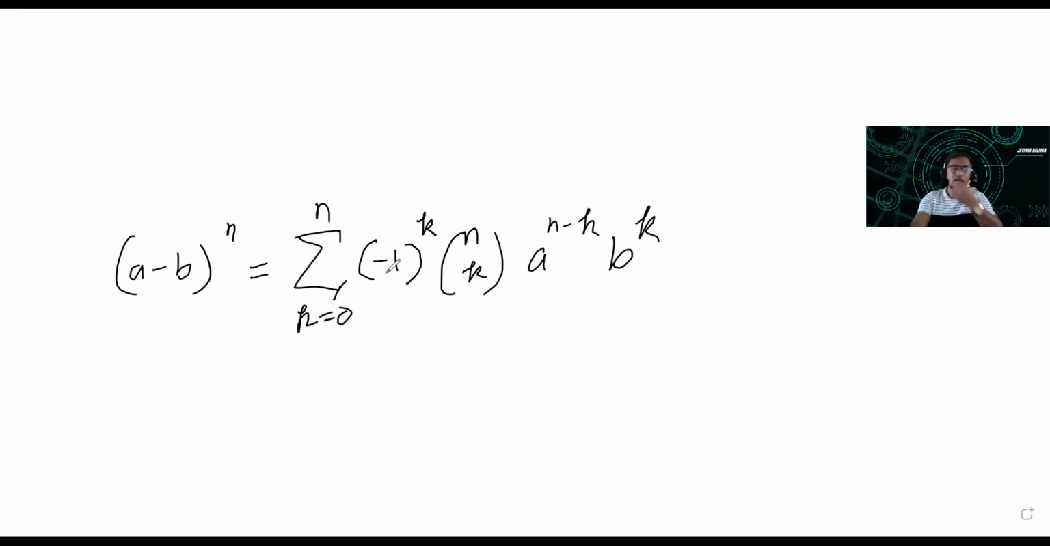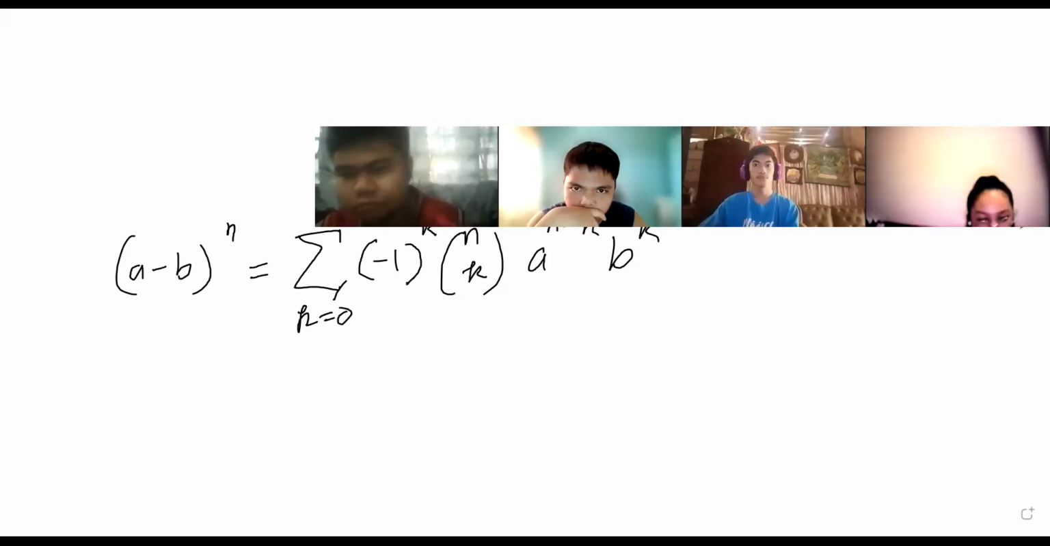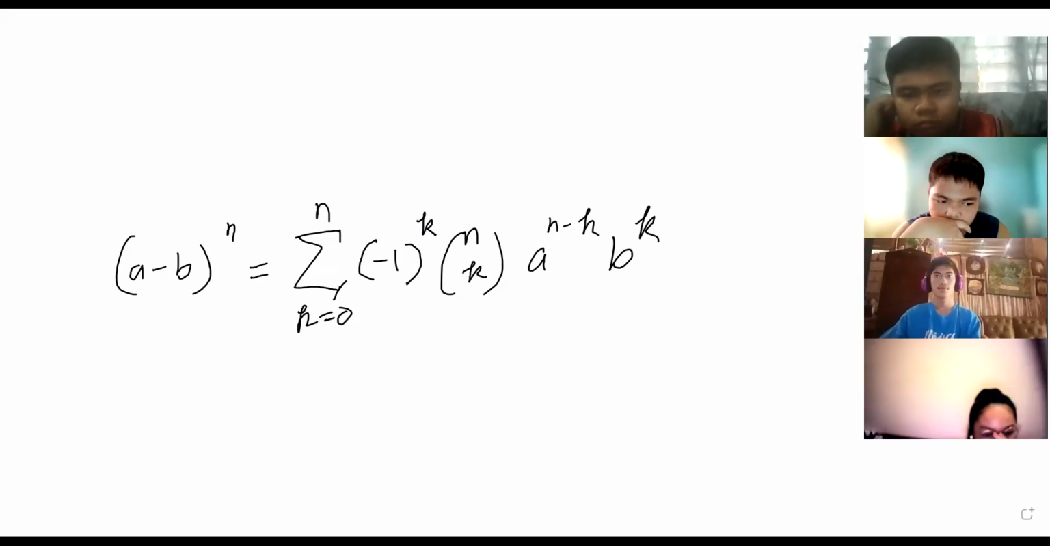So this is the formula we will use when you have a minus b. If you have a plus b, there is no negative 1 to the k portion. Okay? Is it clear, everyone? Good. So the next thing that we're going to do is have another example. Let me erase everything.